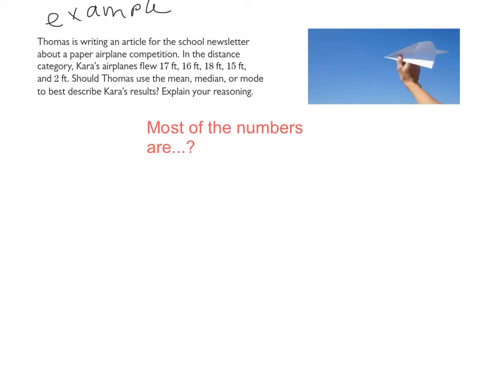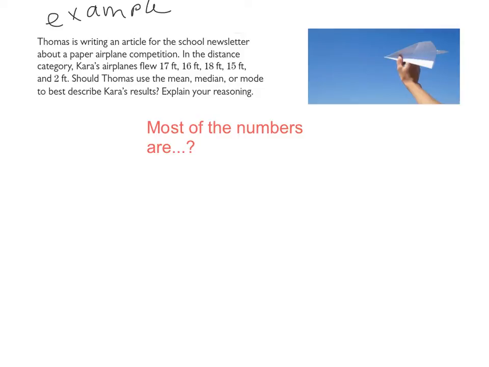Okay. Thomas is writing an article for the school newsletter about a paper airplane competition. In the distance category, Kara's airplane flew 17 feet on one try, 16 feet, 18 feet, 15 feet, and 2 feet. Should Thomas use the mean, median, or mode to best describe Kara's results? And explain your reasoning. So, of course, I can't just do this automatically. I need to relook at this problem.